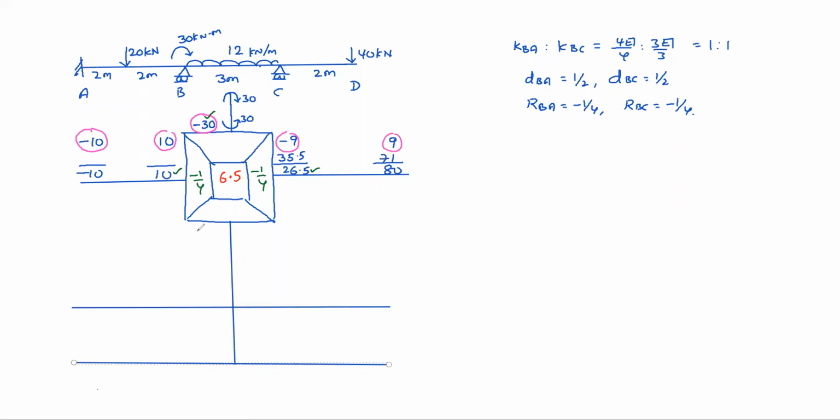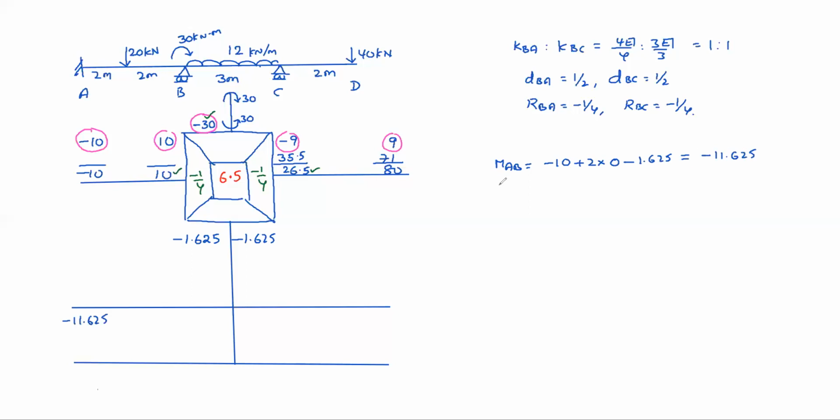Now minus 1 by 4 into 6.5, how much? Minus 1.625. Minus 1 by 4 into 6.5, same again, minus 1.625. So the final moment MAB equals the fixed moment minus 10 plus 2 times the near end contribution 0 plus the far end minus 1.625, equal to minus 11.625.